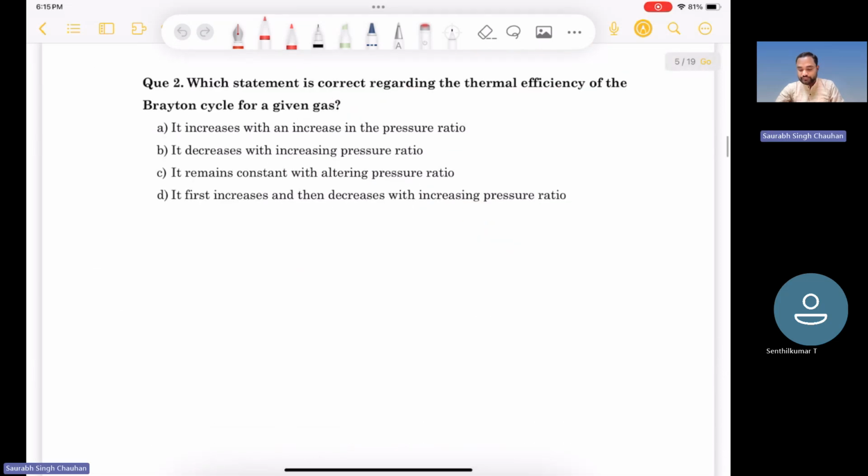Moving to question number 2. Which statement is correct regarding the thermal efficiency of the Brayton cycle for a given gas? It increases with an increase in pressure ratio. It decreases with an increase in pressure ratio. It remains constant with altering the pressure ratio, or it first increases and then decreases with increasing pressure ratio.